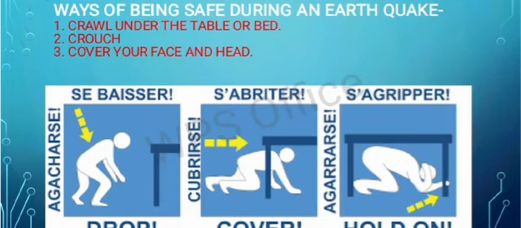Some parts of our country are more prone to earthquakes than others. The northern and the northeastern parts of our country are prone to earthquakes. For example, some parts of Maharashtra and Gujarat.